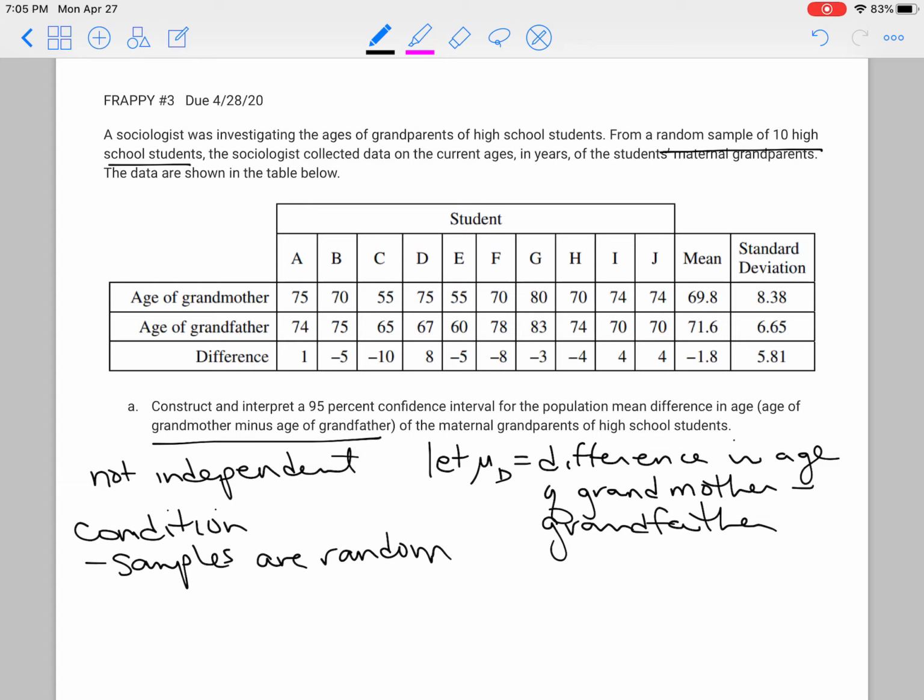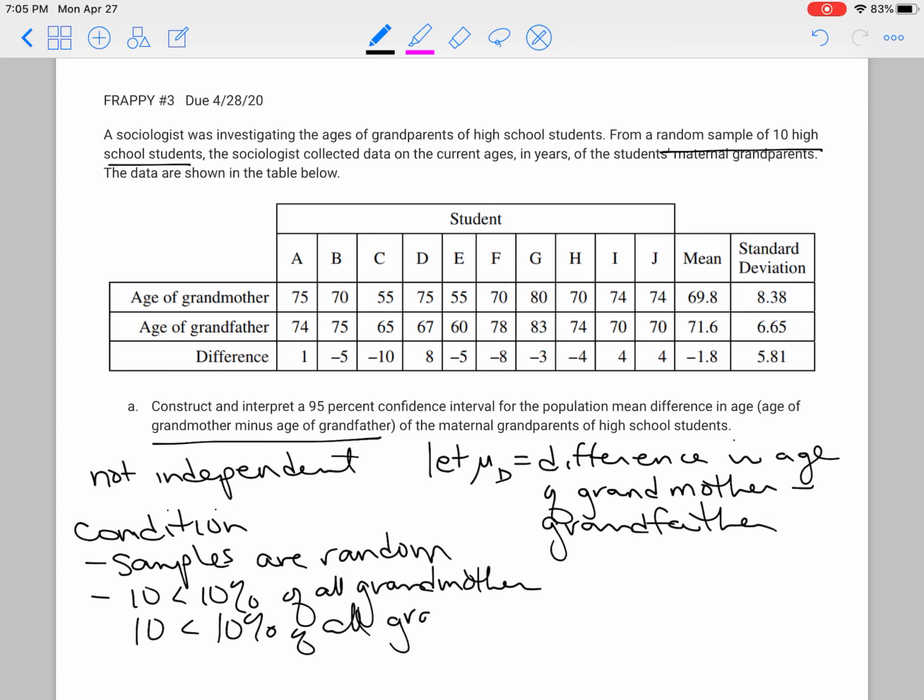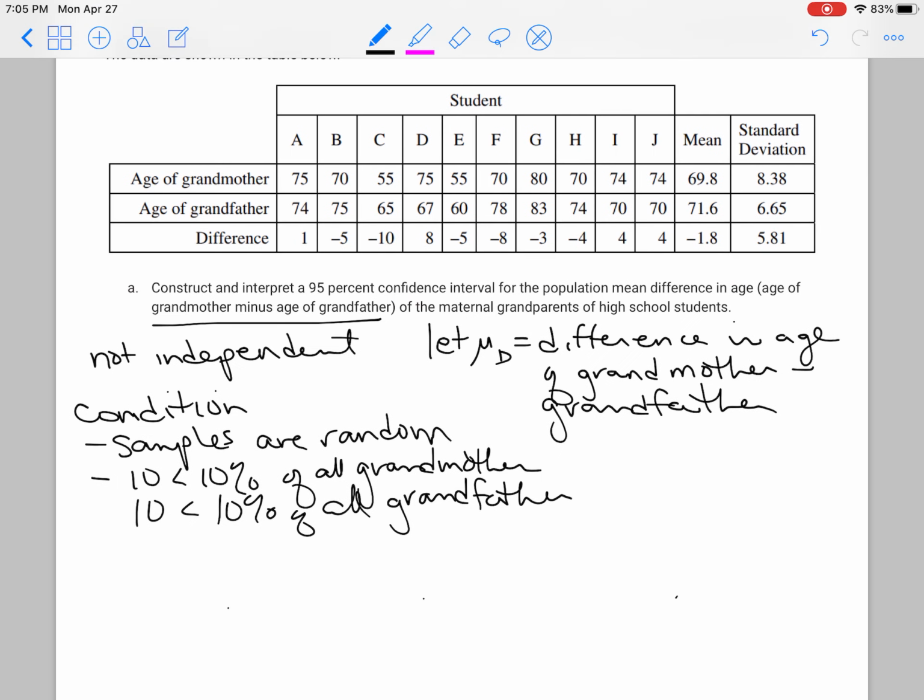Then we need to know, is the number in the sample less than 10% of the population? And we need to do it separately. So 10 is less than 10% of all grandmothers, and 10 is less than 10% of all grandfathers. Again, remember, we have to do them separately for this part. Now, because n is equal to 10, we're going to need to do a normal probability plot.